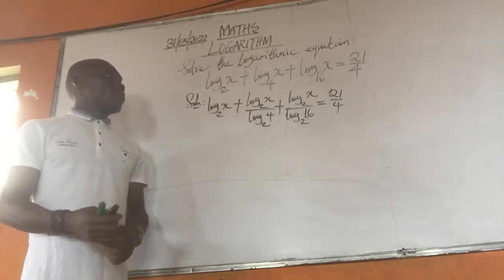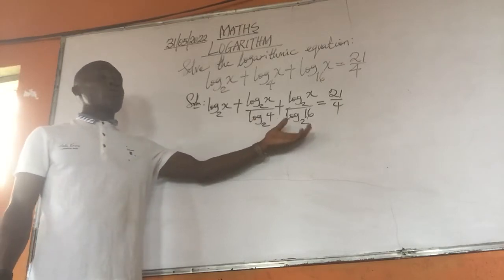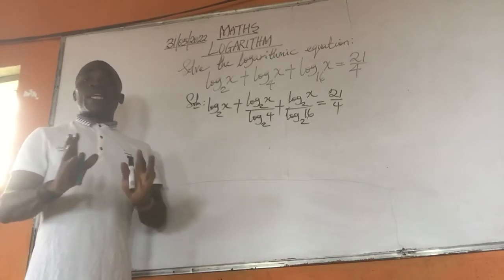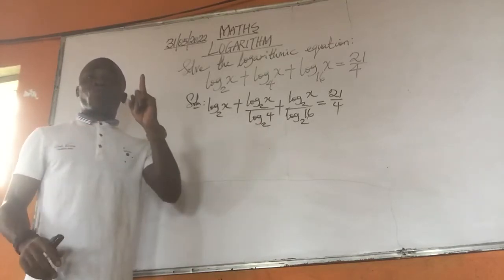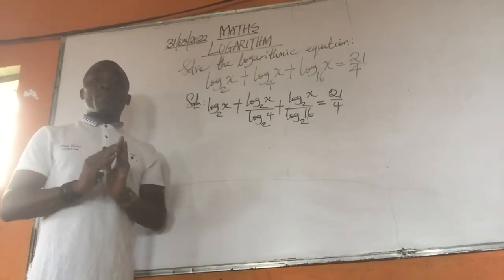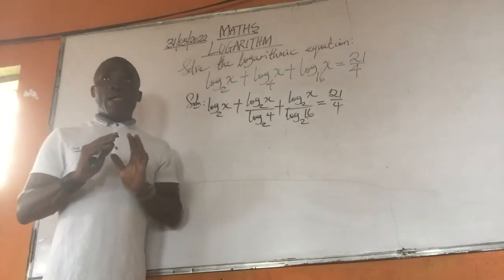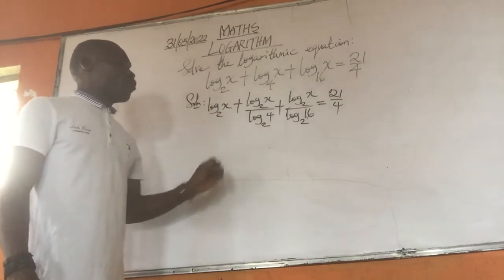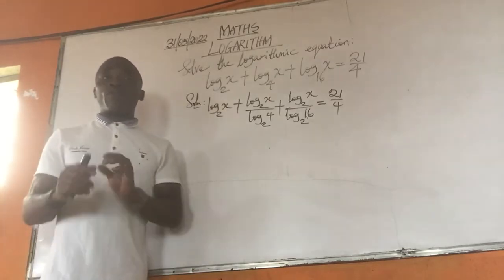What do we do next? We have to find the value of log base 2 of 4 and log base 2 of 16. As we all know in mathematics, especially in logarithm, log base 2 of 2 will give us 1. Log base 2 of 4 will give us 2. Log base 2 of 8 will give us 3. Log base 2 of 16 will give us 4.